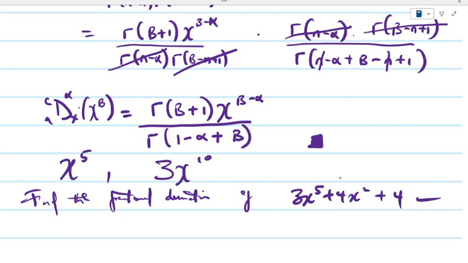So with this, and also with the help of the properties of fractional derivative, I believe we should be able to solve that now.